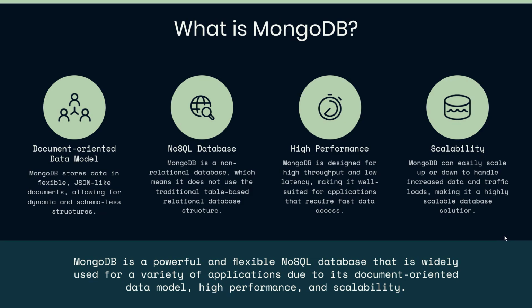The NoSQL database is non-relational, so it's not table-based. It's not a very structured, rigid type of database. It's very flexible and wide open. It has a schema, but it's a very flexible schema. Because of this, it's very high performance. And one of the really good things about MongoDB is that you can do very quick lookup.